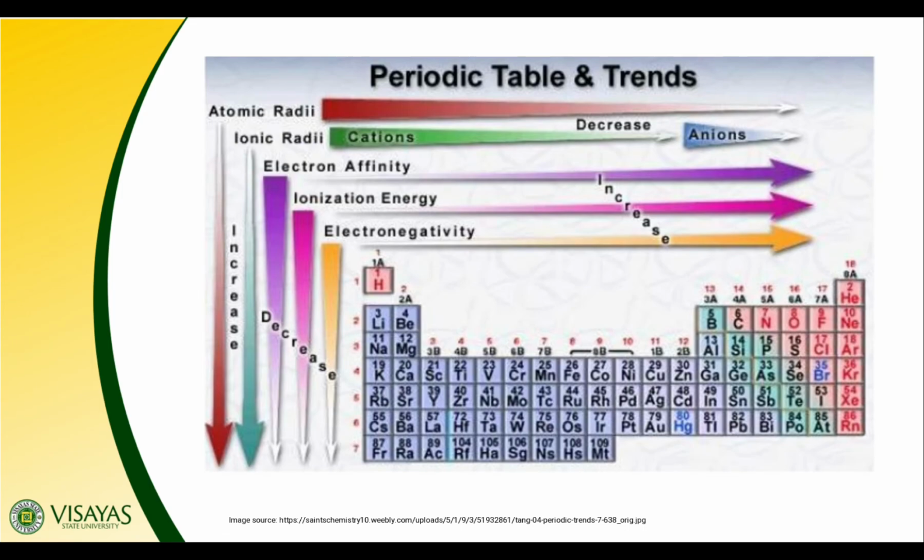So this is a summary of the trends in the periodic table of elements. Our atomic radius and ionic radius from left to right is decreasing, and from top to bottom is increasing. Electron affinity, ionization energy, and electronegativity all increase from left to right and decrease from top to bottom.